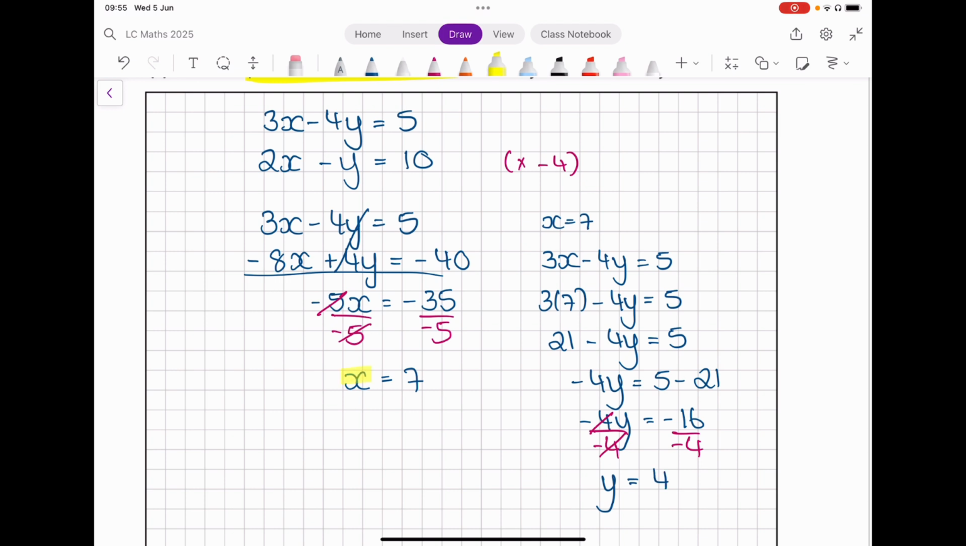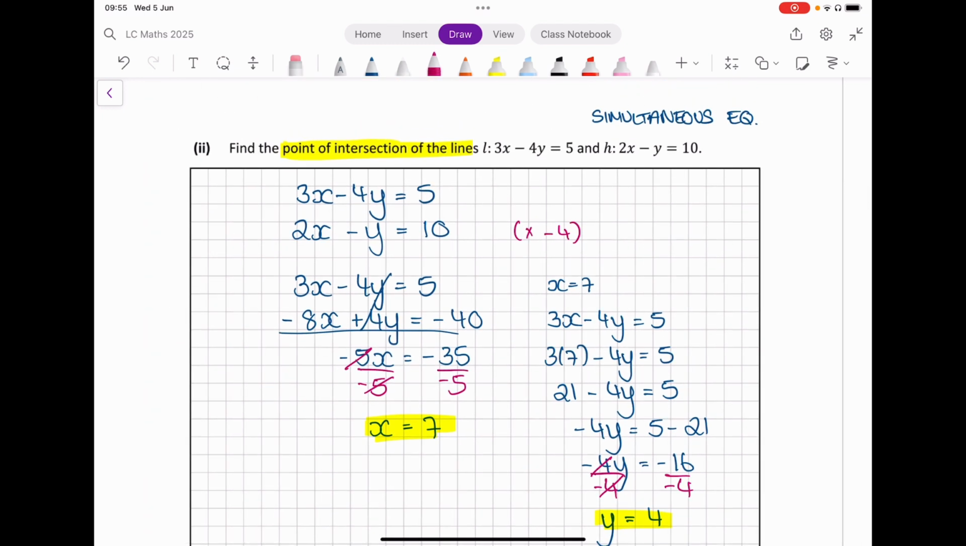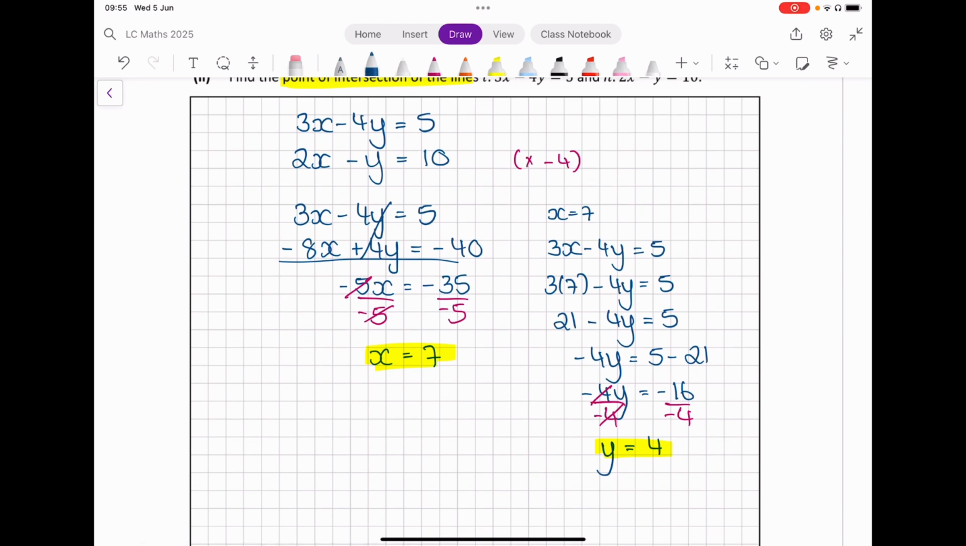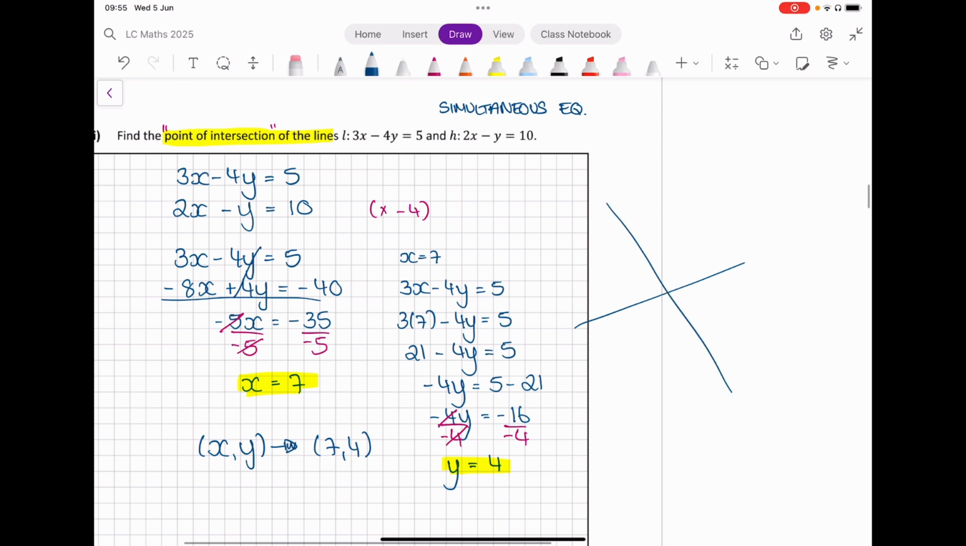So now I have my two answers. But look what the question is asking. It's asking for a point of intersection. So I have to draw it in point form or write it down in point form. And that comes in the form of xy. So that means that my answer is just 7, 4. So what this literally means is that I have two lines like this. One is L and one is K. And I figured out that the two of them cross at that point there, 7, 4.